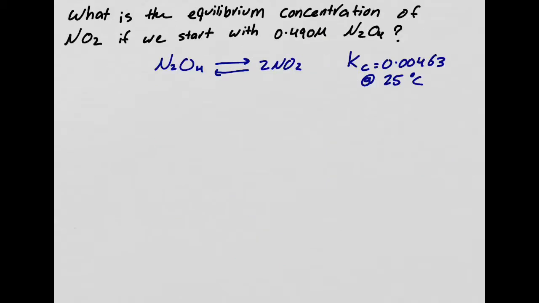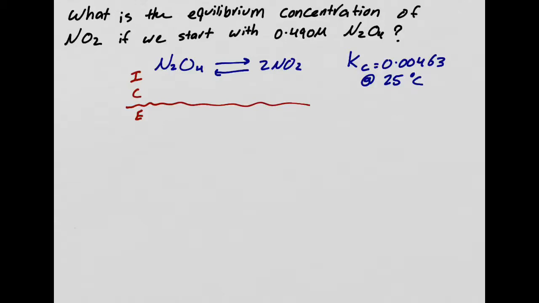All right, here's our next one. What is the equilibrium concentration of NO2 if we start with 0.490 molar N2O4? Okay, do me a favor. We've done one problem. I think you can do this. Pause me, do this, and then unpause me. We're going to go over it together. So hopefully you go, I'm trying to figure out equilibrium concentration. I'm going to use an ice table.